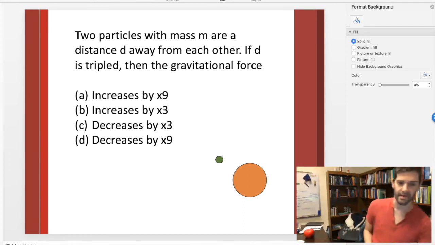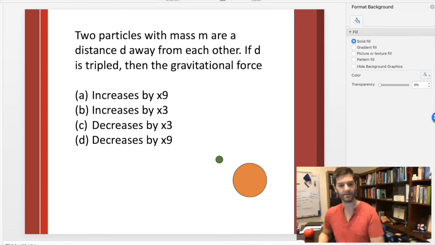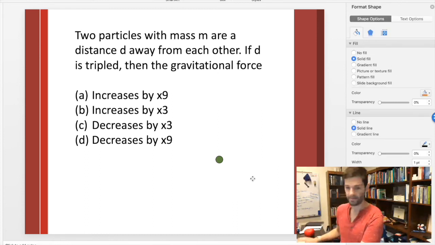Two particles with mass m are a distance d away from each other. If d is tripled, then the gravitational force between the two objects increases or decreases, and does it change by a factor of 3 or by a factor of 9? I guess they're both the same mass m. I could have made these the same object.